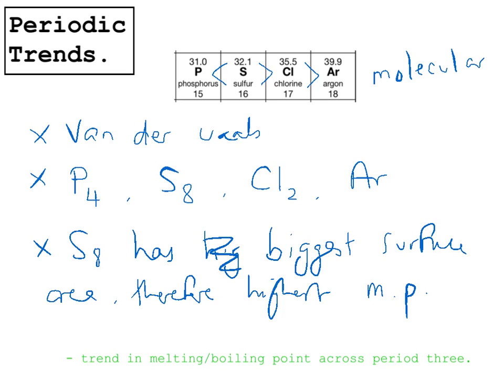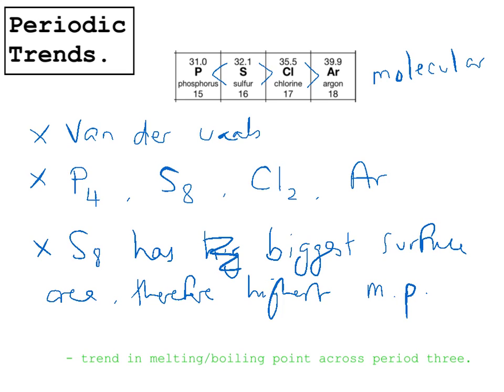Sulfur, because it's got 8 atoms in its molecule, will also have more electrons in the structure, and that will also give it stronger van der Waals forces, but the main reason for these differences in melting points is their surface areas. So if you need to remember these structures, the fact that sulfur is S8, phosphorus is P4, chlorine Cl2, and argon's just by itself.